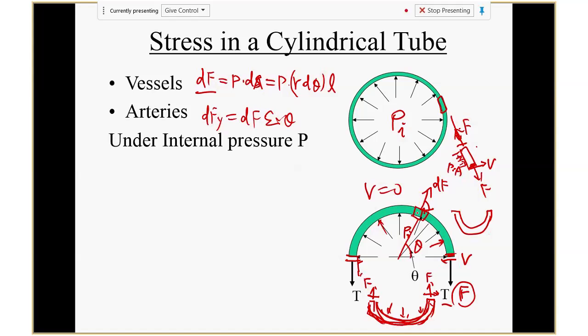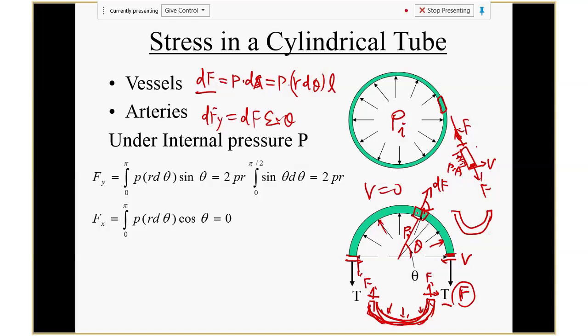Now, can you calculate the whole thing? Yeah, just integrate, right? Theta from 0, 1 degree, 2 degree, 3, then until 180 degrees. You should do that integral. Okay, so here is the equation. So when you do the Fy, it's basically here. P, that's the pressure. R d theta, that's the arc length. And then times L. And then times sine theta.